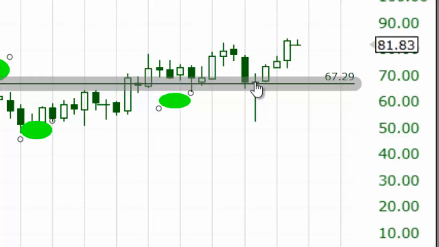implement a top-down trading method. So monthly chart, daily chart, hourly chart, all right, or weekly chart, 4-hour chart, and 15-minute time frame, or daily chart, hourly chart, 10-minute time frame, all right.